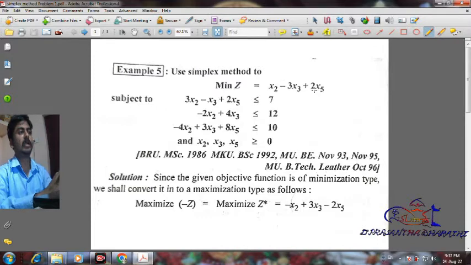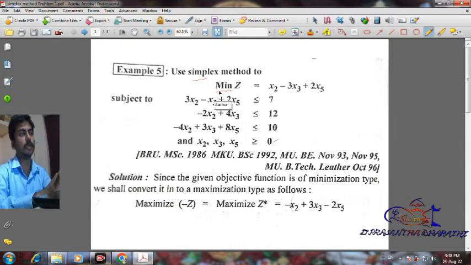Today we are going to discuss how to solve a minimization problem using the simplex method. Here we have a problem given as: minimize z = x2 - 3x3 + 2x5, subject to the constraints 3x2 - x3 + 2x5 ≤ 7, -2x2 + 4x3 ≤ 12, and -4x2 + 3x3 + 8x5 ≤ 10, where x2, x3 and x5 are greater than or equal to 0.